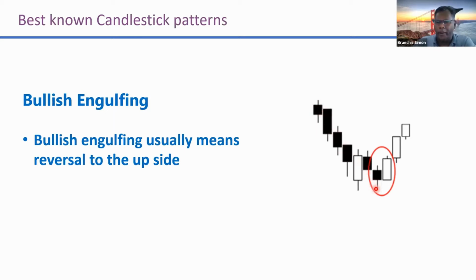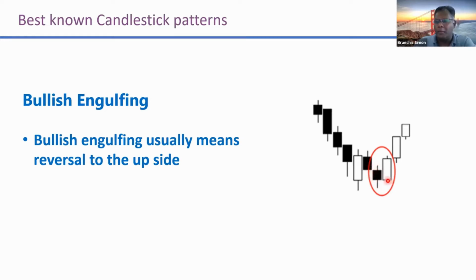At one point, the market stops and tries to push up. But the candle that is pushing up now engulfed the previous day's candle. For example, let's say this is today's candle and this is yesterday's candle. The body completely engulfed the previous day candle's body.